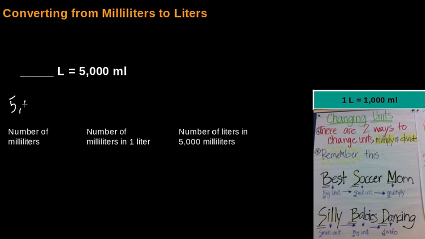So let's go ahead and do just that. 5,000 divided by, what's the relationship? The number of milliliters in a liter, it's 1,000. 5,000 divided by 1,000 will give you 5. So we have 5 liters in 5,000 milliliters.